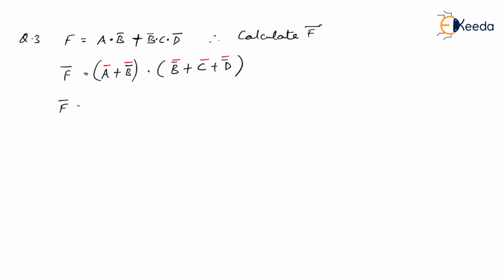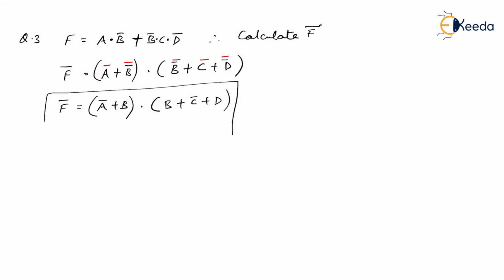So what is F bar now? F bar is simply A bar plus B as it is, dot B double bar means it is B plus C bar plus D. So now also I leave it up to you to do this as homework. Try to get F bar by even using the traditional method, because knowing the traditional method is equally important.